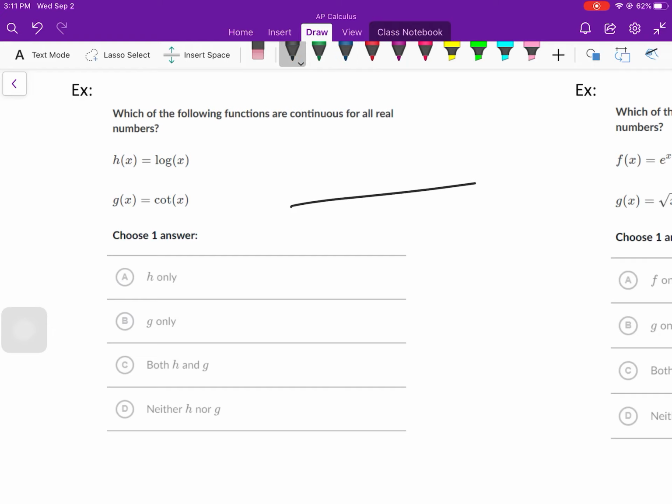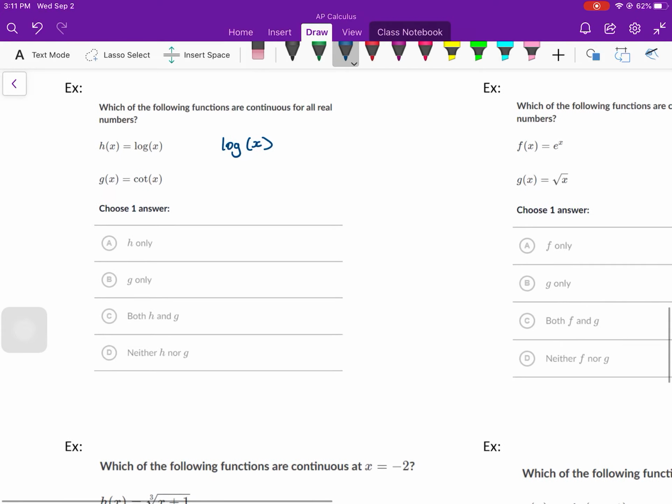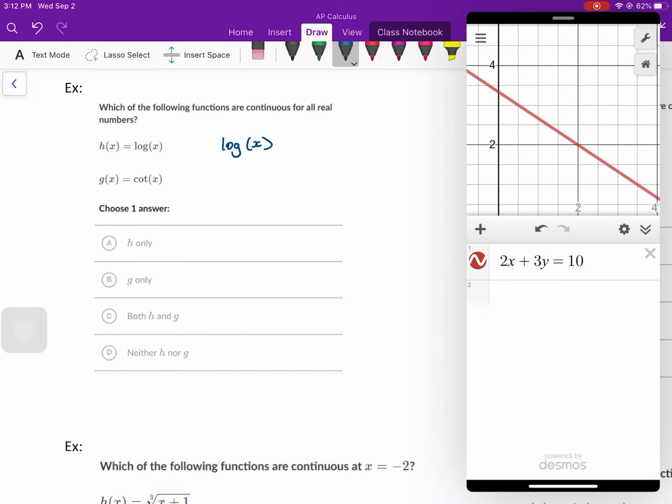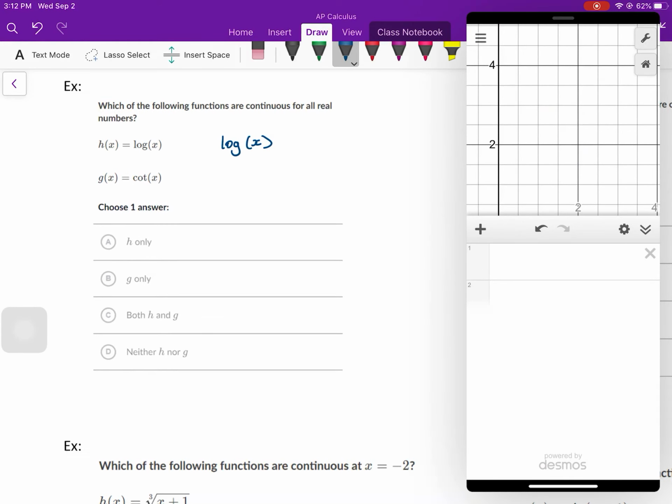So basically, if you were to graph it, does it work for every single number? Is there going to be some sort of discontinuity along the way? And we want to know for every single number. So log of x. My recommendation for pre-calc is to have you graph it. For calculus, though, you know what log of x means.